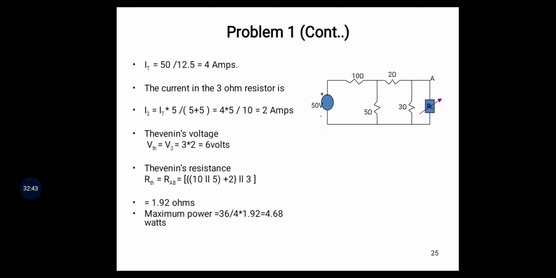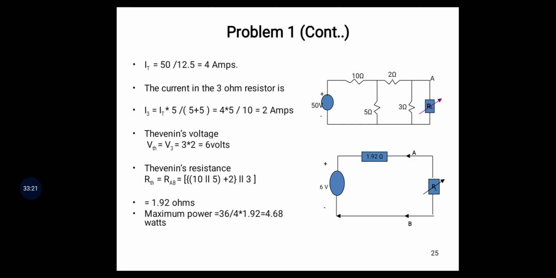Then we find Thevenin's resistance. We open the terminals A and B. Then short circuit the 50 volts. 10 ohms and 5 ohms appear as parallel. This combination is in series with 2 ohms. Again this is in parallel with 3 ohms. We do the calculations here. Then we got the RThevenin value, equal to 1.92 ohms.